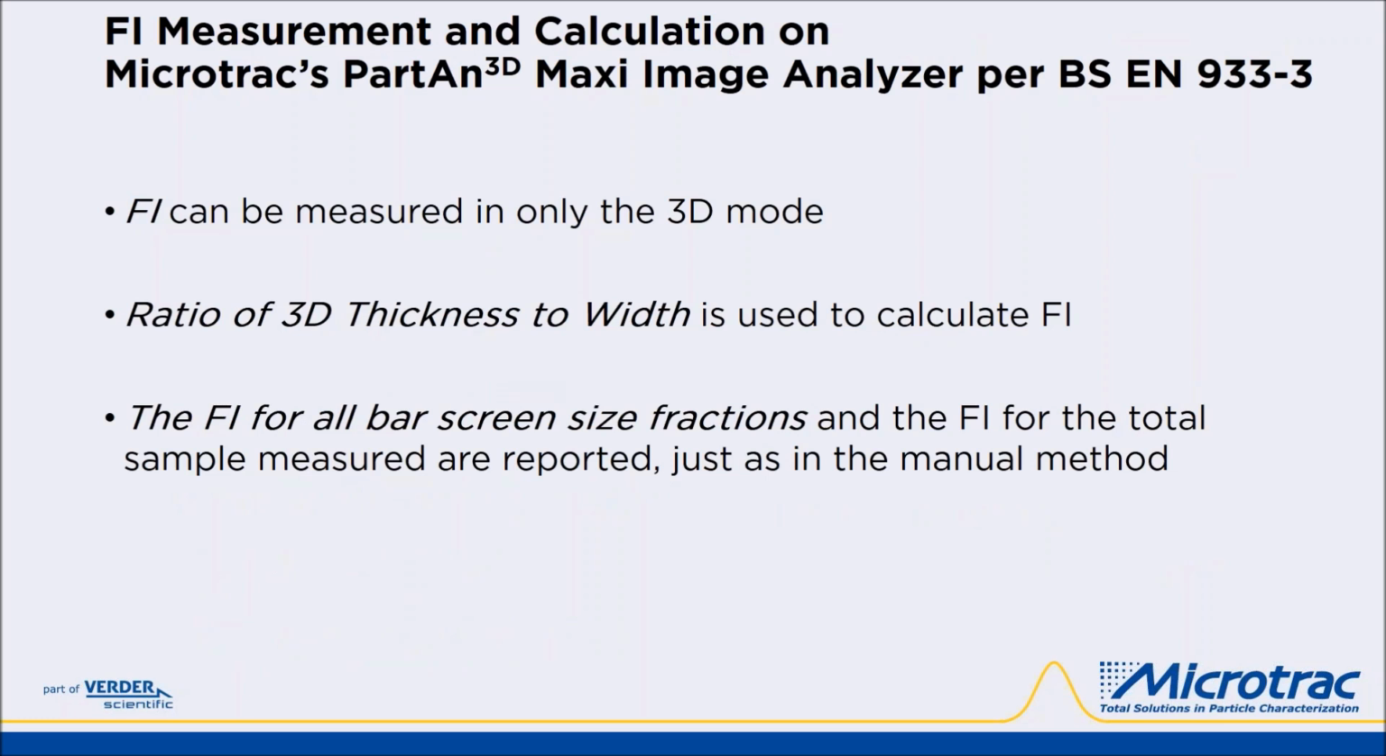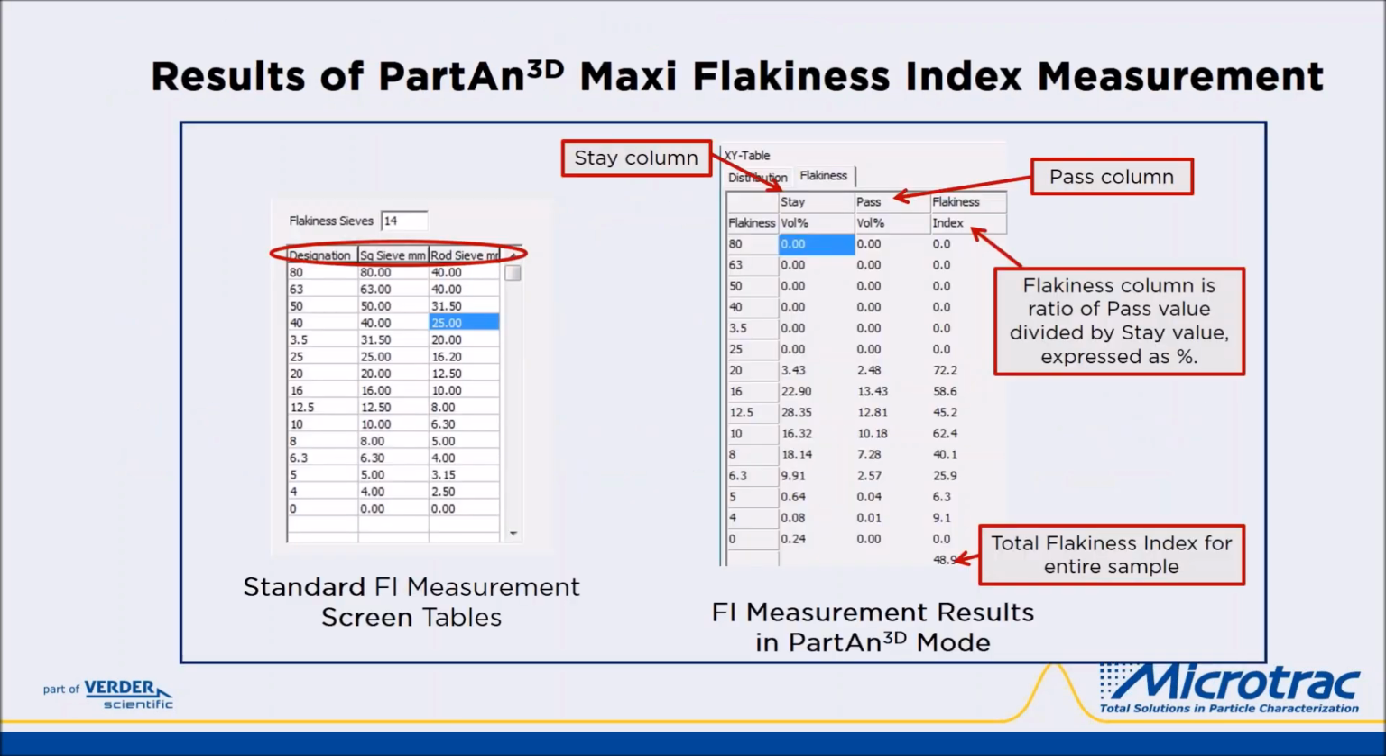Flakiness index can be measured by only 3D analysis. The ratio of 3D thickness to width is calculated to calculate flakiness index. Results of flakiness index are reported for all size fractions and for the total sample. These are the results of the 3D analysis for flakiness index.